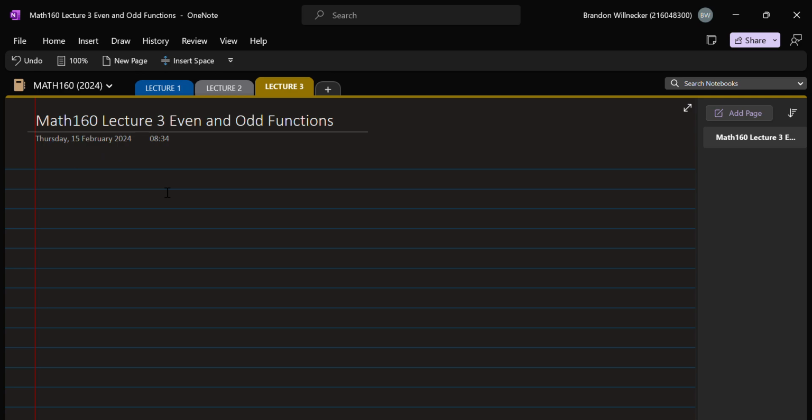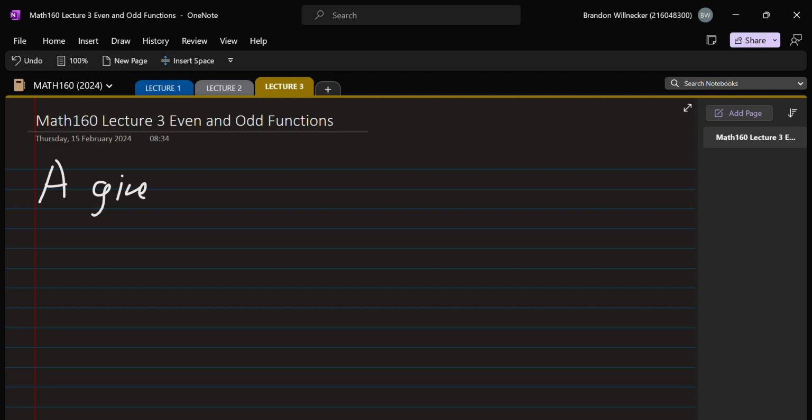Okay, so even and odd functions, what are they? These are properties that a function can have. If you give me a function, it can either be an even function, it can be an odd function, or it can be neither.